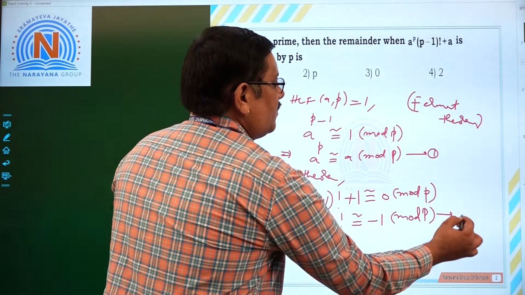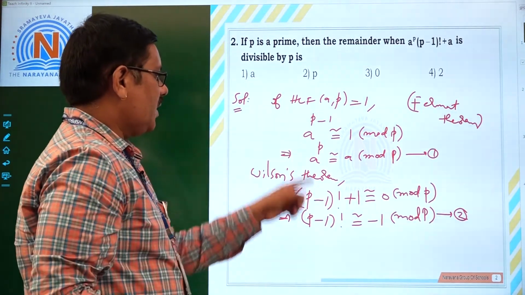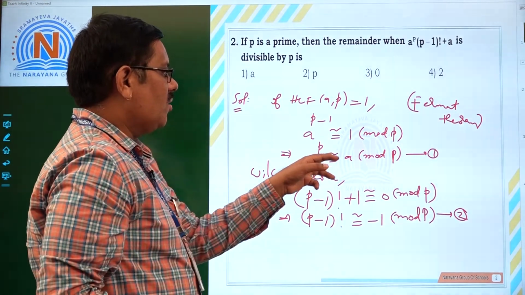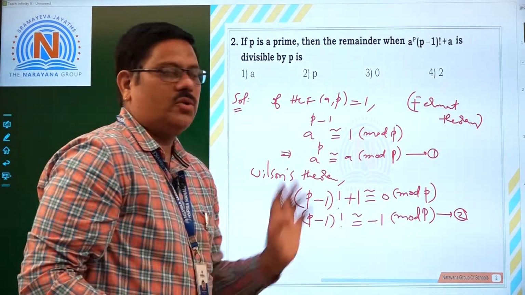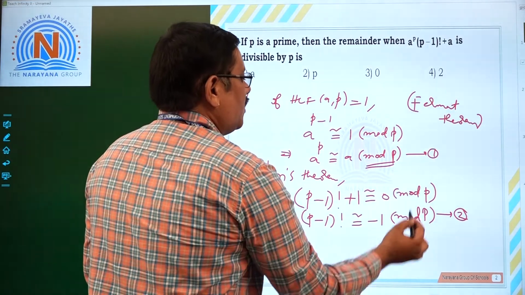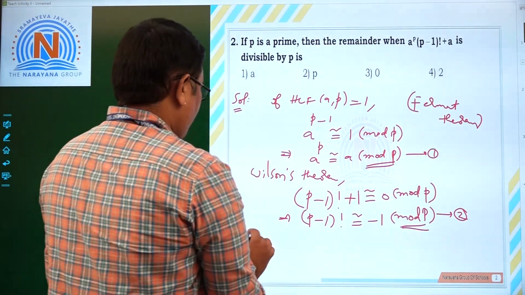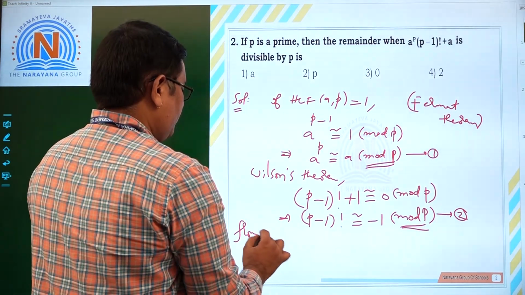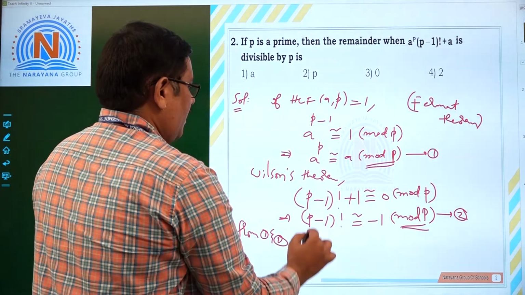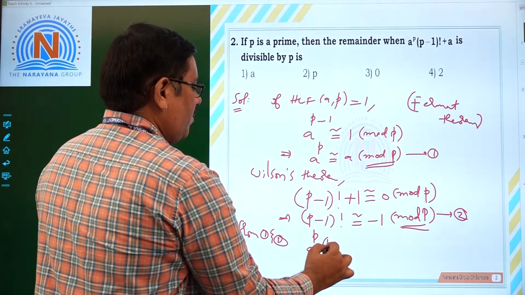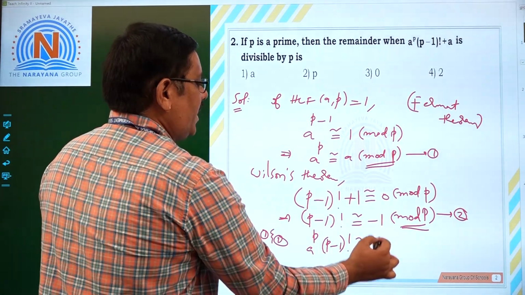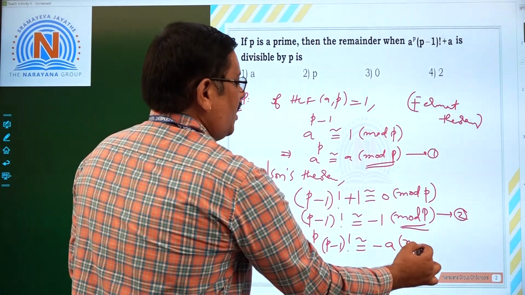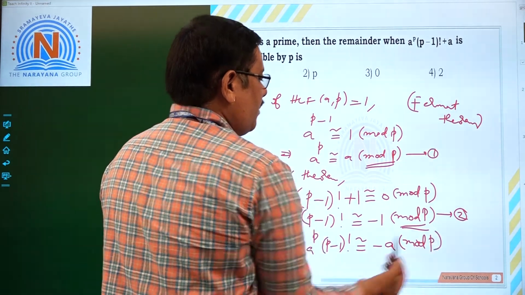This is the second condition. Now using these two conditions, a power P is congruent to a modulo P, and P minus 1 factorial is congruent to minus 1 modulo P. Both are on the same modulo P. So we can say from 1 and 2, a power P times of P minus 1 factorial is congruent to a times of minus 1, that is minus a modulo P.